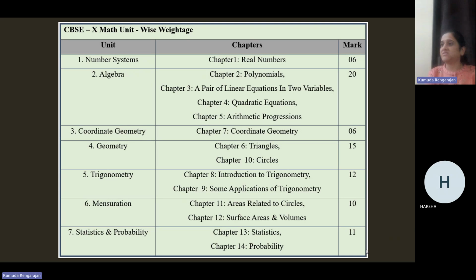Coordinate geometry, again, an extensive chapter. So much is deleted, still there's so much. So 10th standard is all about volume. Everything is easy to understand, but it's difficult to remember because you can remember only with practice.